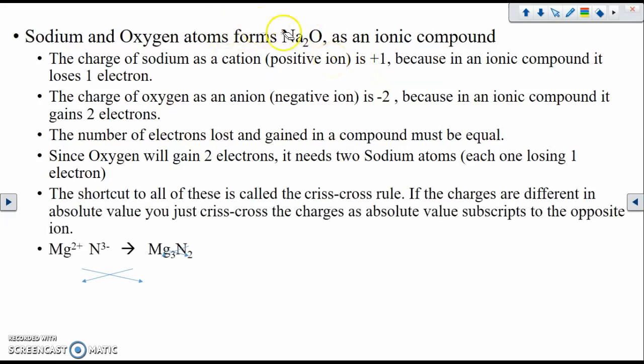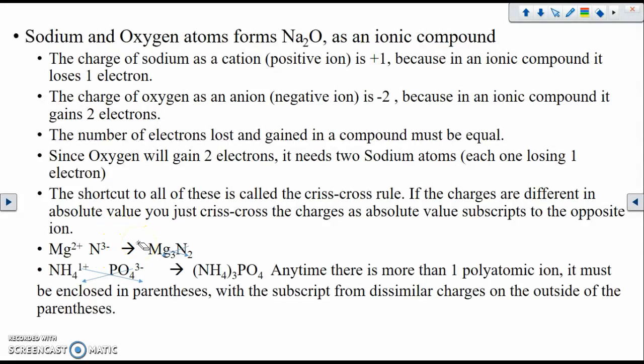There's a shortcut to figure out the subscripts. These are called subscripts. The charges are normally written as superscripts, and it's called the crisscross rule. In the case where you have magnesium and nitrogen atoms joined together, the charge of magnesium is 2+, and the charge of nitrogen is 3-. All you do is crisscross. So this 2 goes underneath nitrogen, and that 3 goes under magnesium. If you do the math, 3 times +2 is +6, and 2 times -3 is -6. So the numbers of electrons lost and gained are equal to each other.